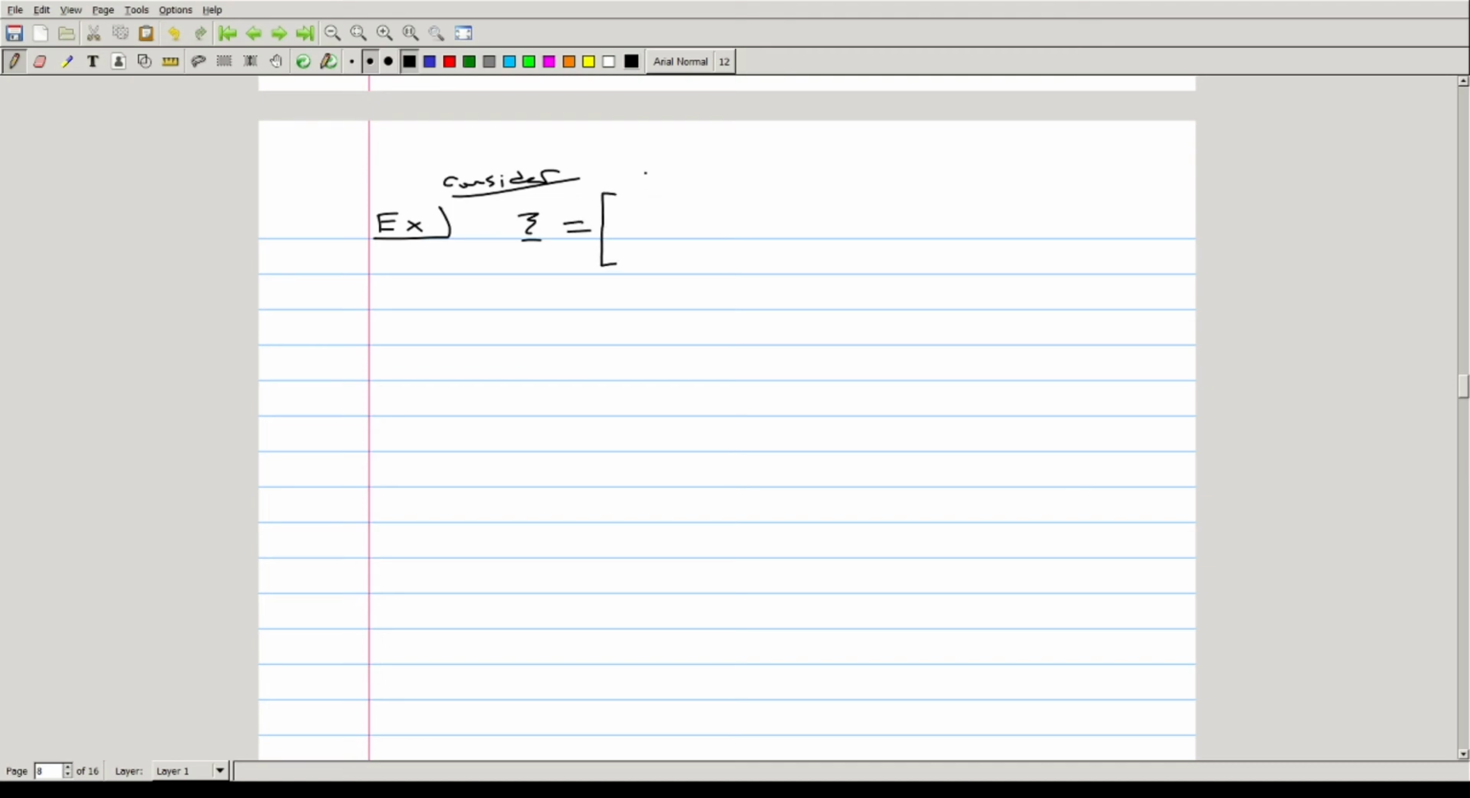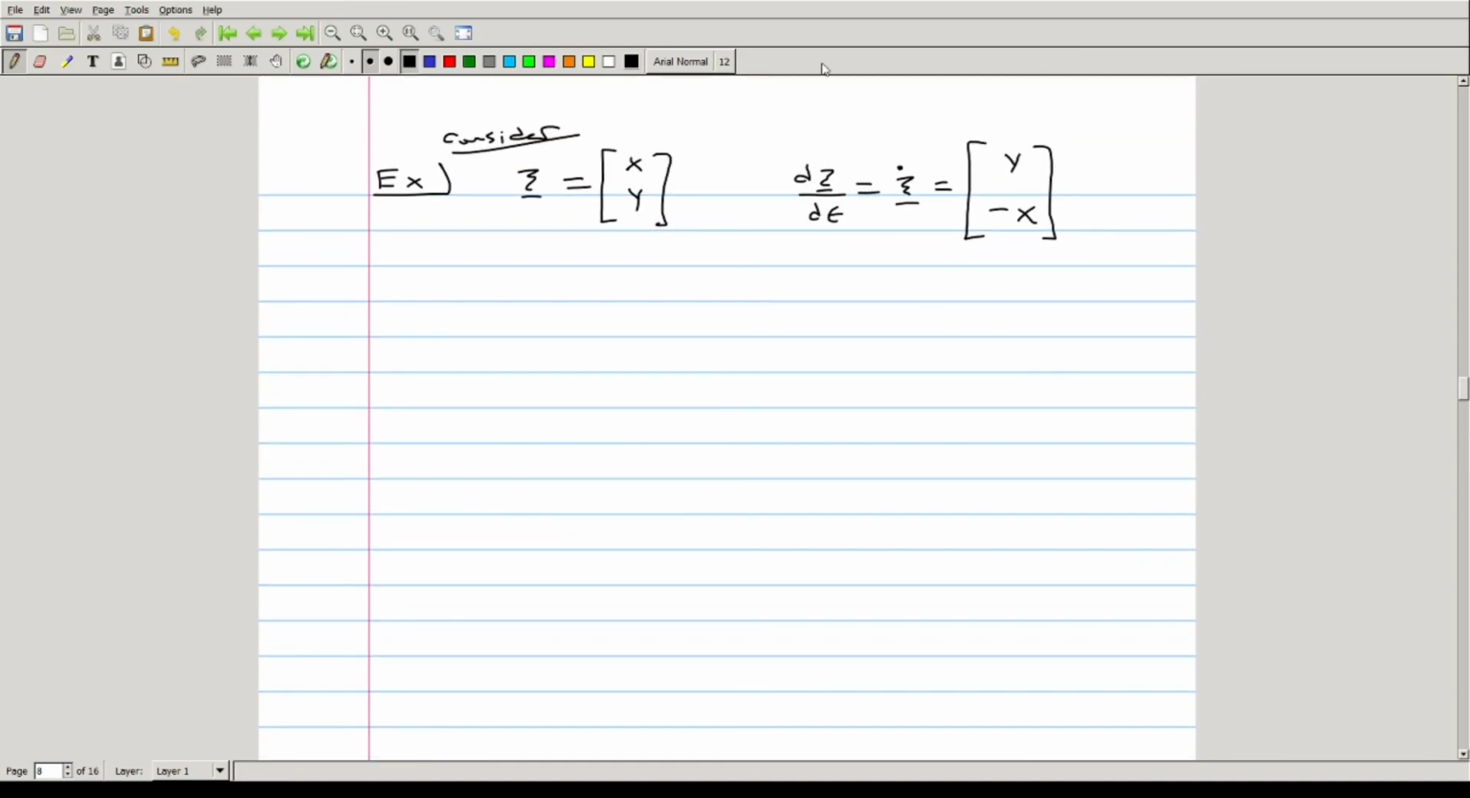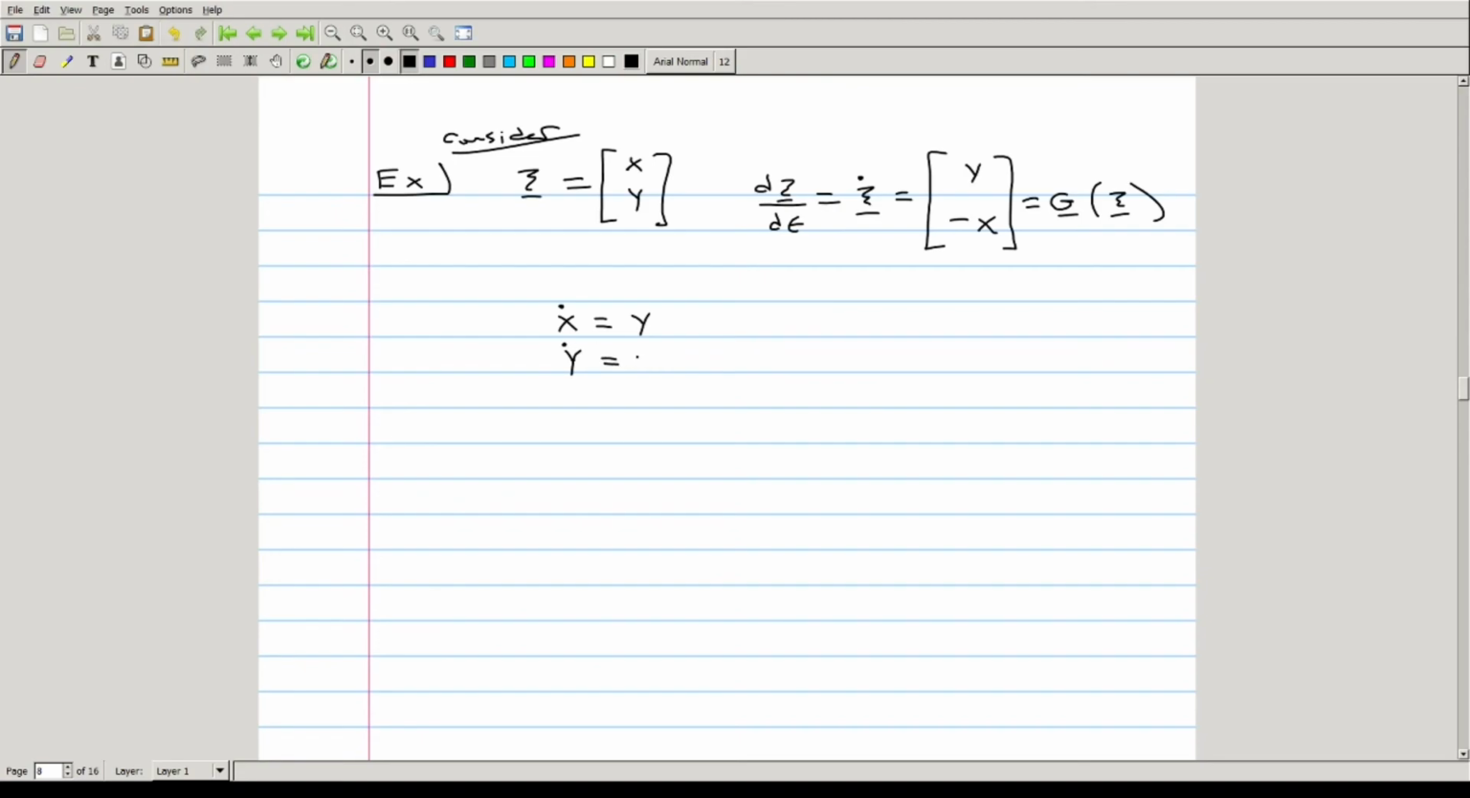the system of differential equations where xi is (x, y) and d xi dt, or xi dot for short, is equal to (y, negative x). So the right hand side here is our function g of xi. This is a function of the two variables x and y, and not only that, this is an autonomous system of first order ODEs. Specifically, x dot is equal to y and y dot is equal to negative x.